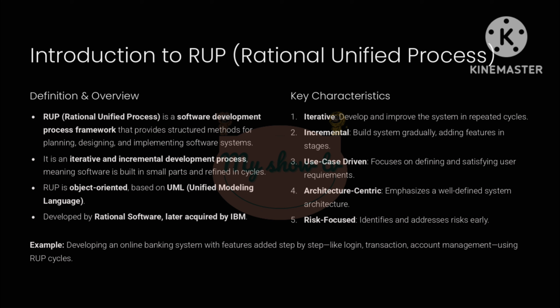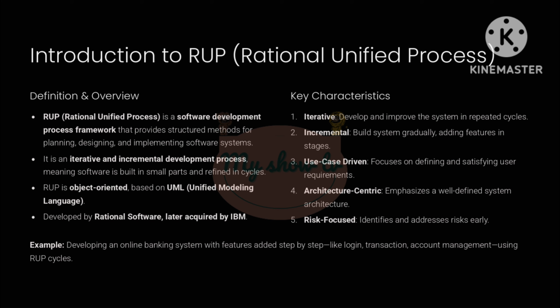Let's start with understanding what RUP, Rational Unified Process, actually is. RUP is a structured software development methodology that helps teams plan, develop, and deploy software systematically. It's not just a set of random guidelines but a well-organized process framework that ensures software is delivered on time, within budget, and with good quality.